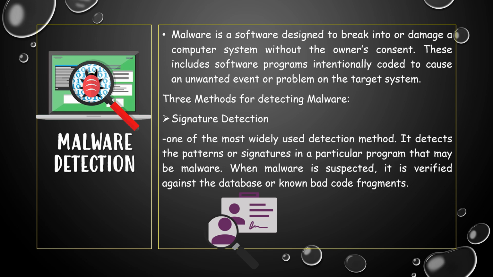First is the signature detection. One of the most widely used detection methods is the signature detection, because it detects the patterns or signatures in a particular program that may be malware. When malware is suspected, it is verified against the database of known bad code fragments. To be effective, this database must be updated constantly with current threats.